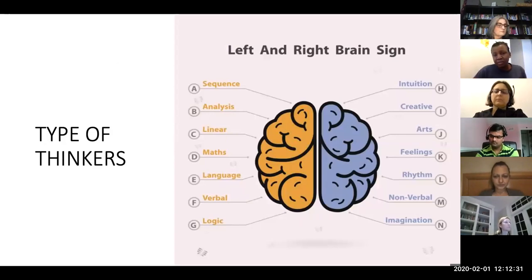So what type of thinkers do we have? We have the left and right brain, isn't it? You might want to think of what brain you're using. But here are some ideas on how you can know what side of the brain you use.